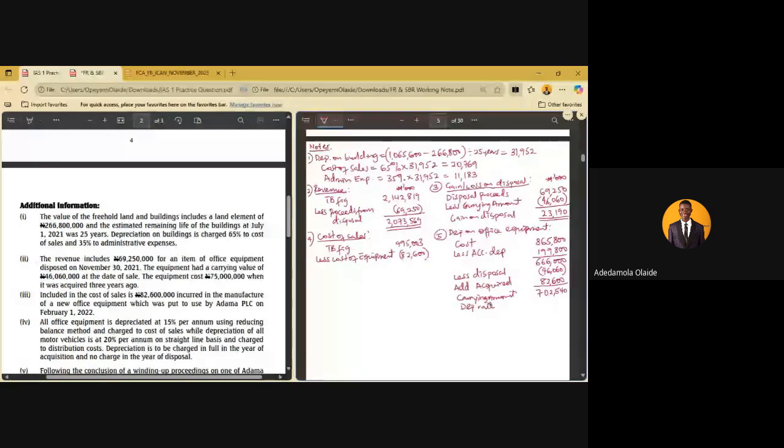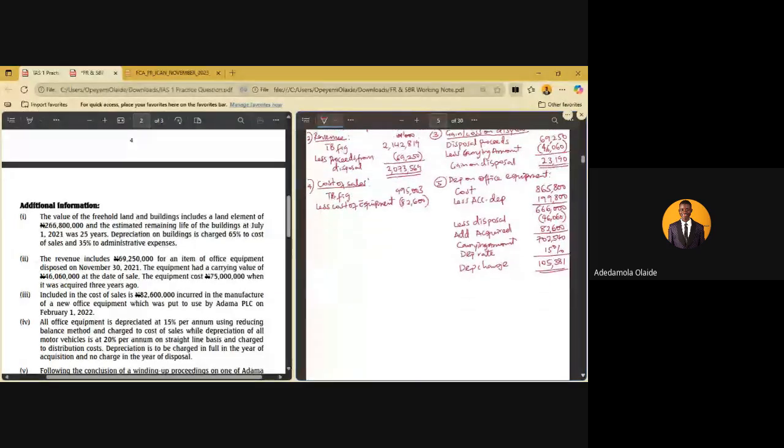Depreciation rate is how much? Depreciation rate is 15%. So therefore, the depreciation charge will be how much? 15% of 702,540 is how much? 105,381. So this is like the easiest or best presentation I think I can come up with.